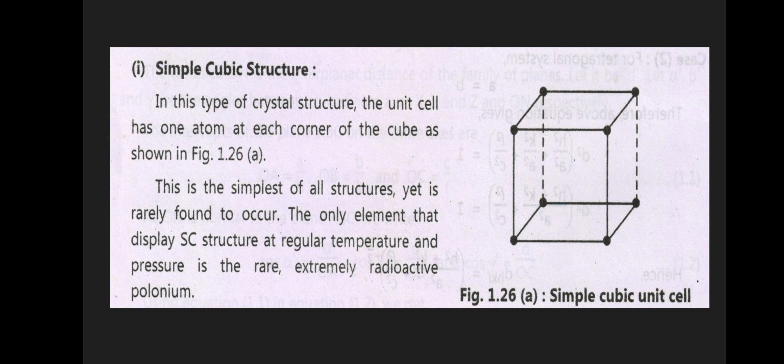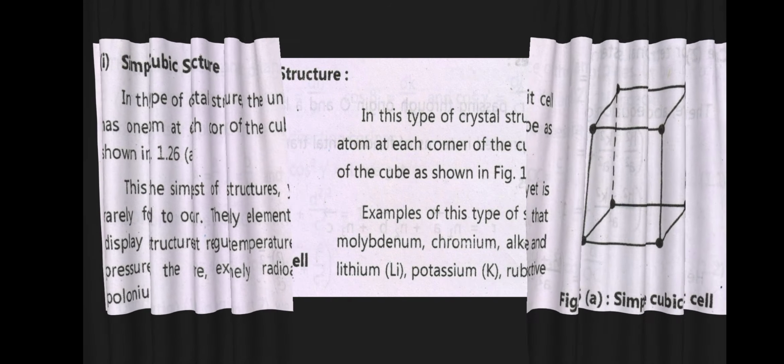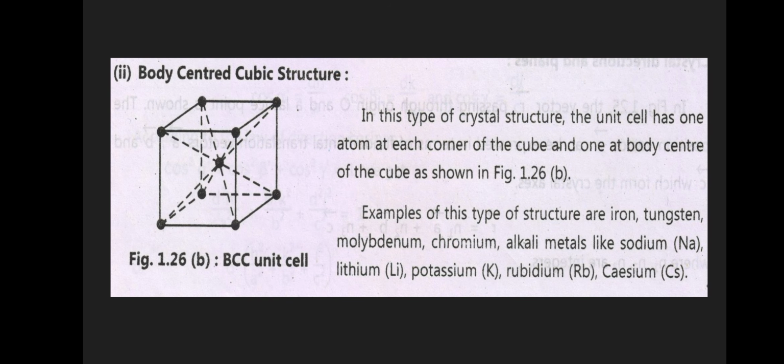Now second one is body-centered cubic structure. In this type of crystal structure, there are 8 atoms situated at each corner of the cube and 1 atom at the center of the body.